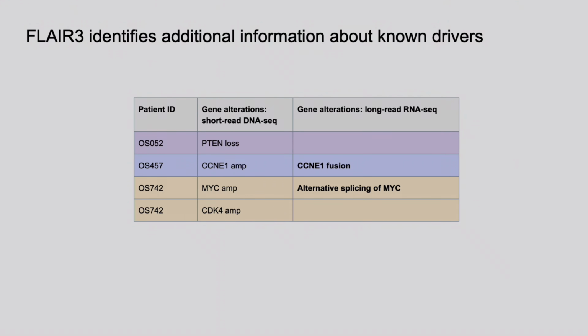So in OS457, the driver was CCNE1 amplification. And from the long reads, we were not only able to detect that, we were also able to detect that CCNE1 had a fusion in the 3' UTR. And this allows us to better understand both the regulation of this gene as well as the mechanism of amplification, because we're also able to show that only one haplotype is amplified. Also, for MYC amplification in OS742, we were able to identify that the amplification correlates with alternative splicing of MYC that causes a distinct protein product.